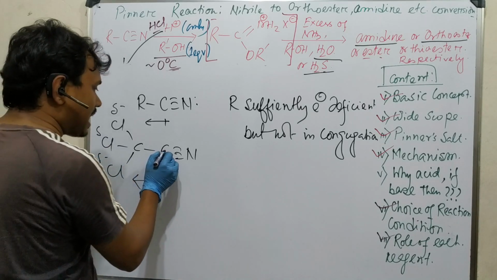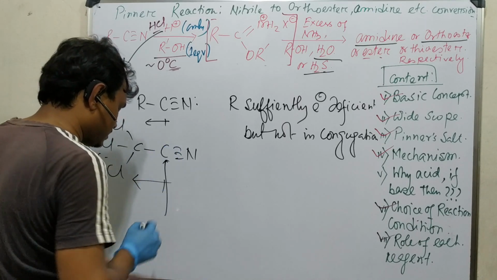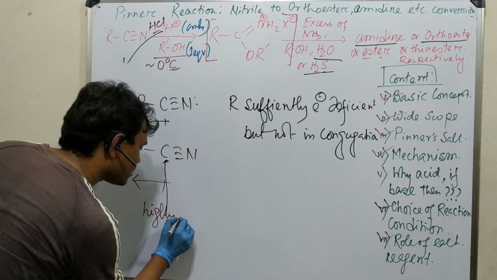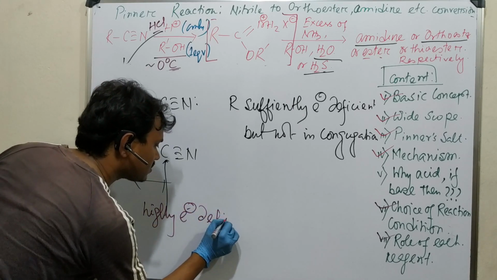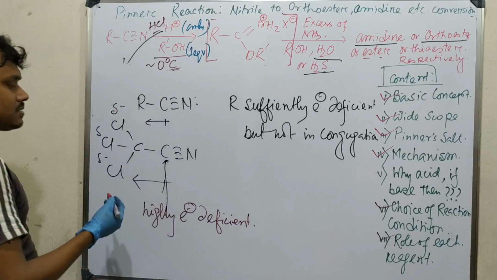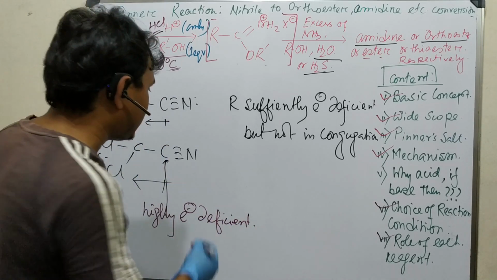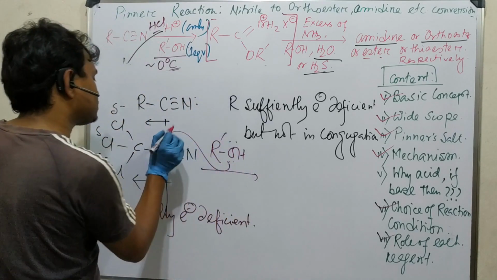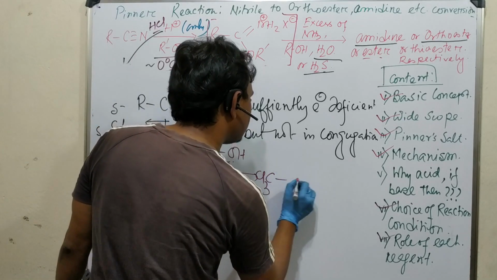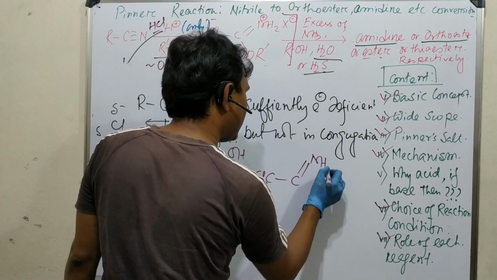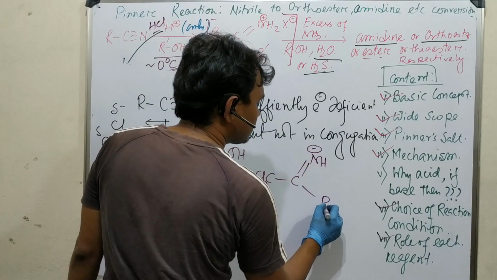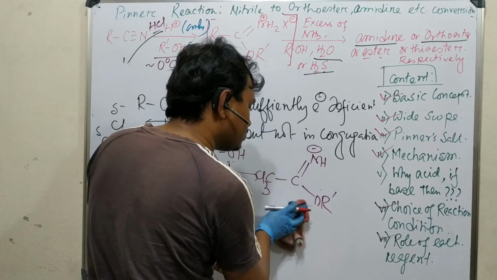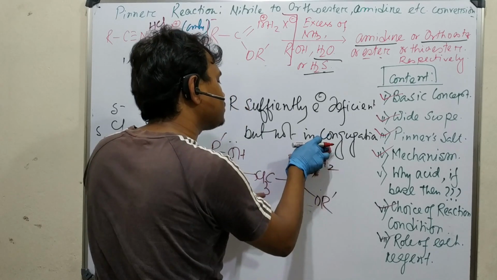So this carbon is highly electron deficient. What is the consequence? It can get attacked by alcohol automatically. If we think in this way, what will be the product? CCl3-C(=NH2+)-OR'H, then this proton will be removed and it will become NH2.